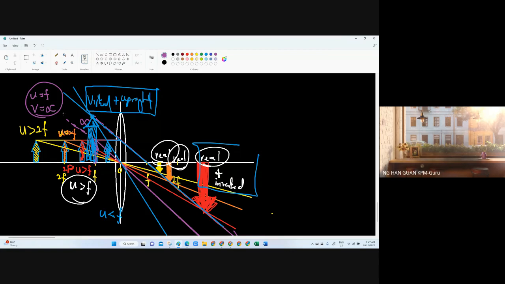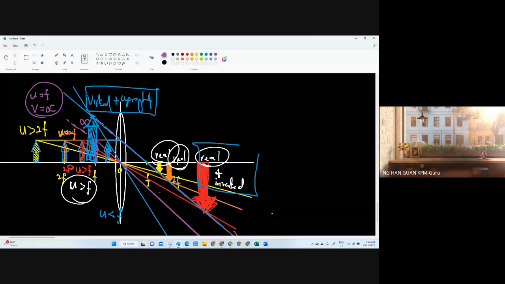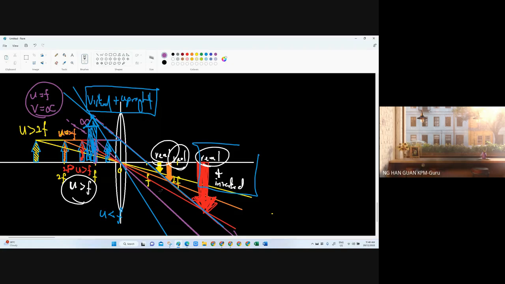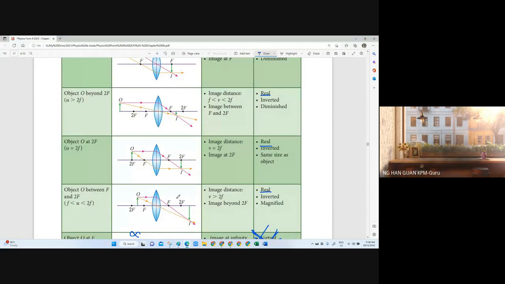Alright? So this is how we combine everything by learning how to draw. With two lines, it is enough for us to complete the ray diagram and get the image already. You don't need to draw until the third line. So that is the basic way you learn to form the image. And then now we continue with the concave lens.